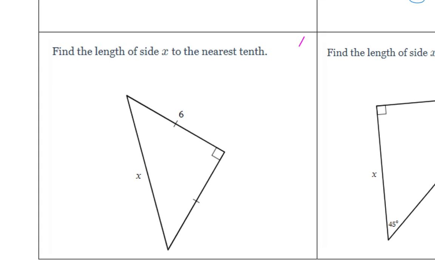So, what do we notice? We notice those marks. What does that tell us about the sides? That tells us that the sides are congruent. So if this one is 6, that means this one has to be 6. And if that's 90, and these are both the same, then these have to be 45.